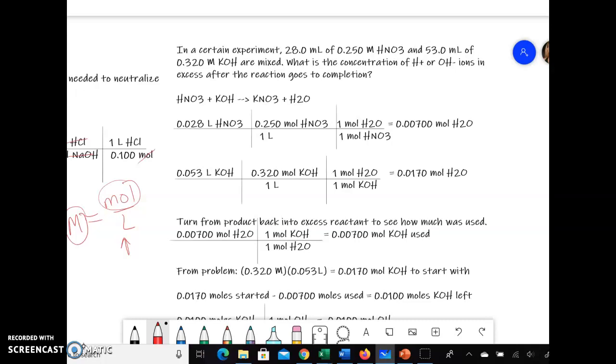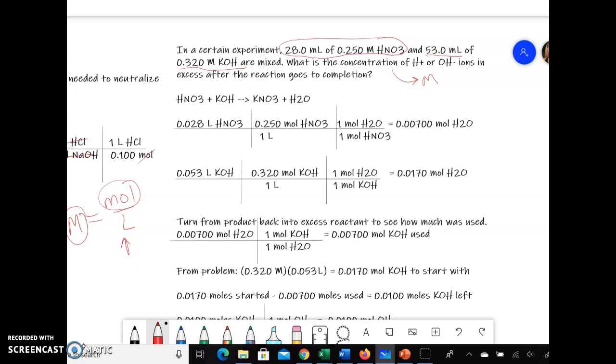So they gave us a volume and a molarity of HNO3. So again, we're probably going to multiply those to get the moles. They also gave us the volume and molarity of KOH. And they're asking us what is the concentration, which is in units of molarity, of either H+ or OH- in excess after the reaction goes to completion. So at this point, your brain's probably exploding and you're thinking, oh my gosh, what in the world are we supposed to do? All these numbers, all this stuff, I have no idea what to do.